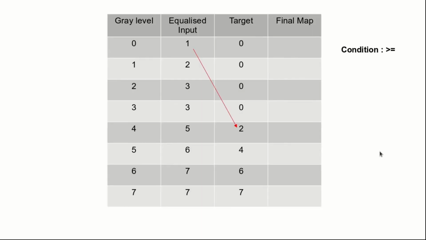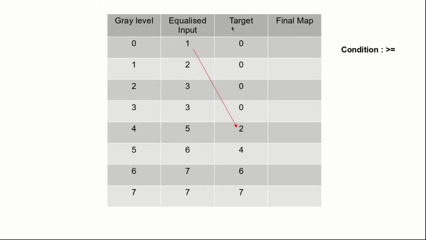Now that was about the target. Now you'll have to compare both, that is the equalized input and the target. So you have to draw 4 columns here. The first is gray level: take down the gray levels, that is 0 to 7, and then the equalized input, the target, and then the final map. Remember that in the equalized input you'll have to take the calculated values, not the values which were given in the question. Take down the rounded integers which we have calculated.